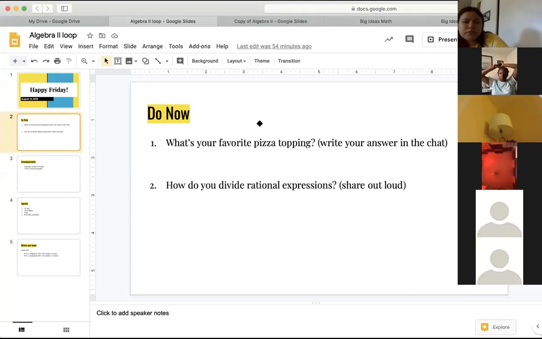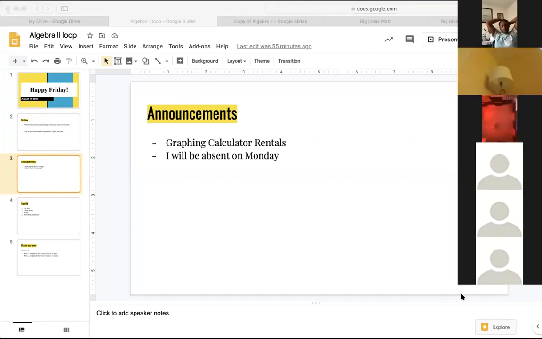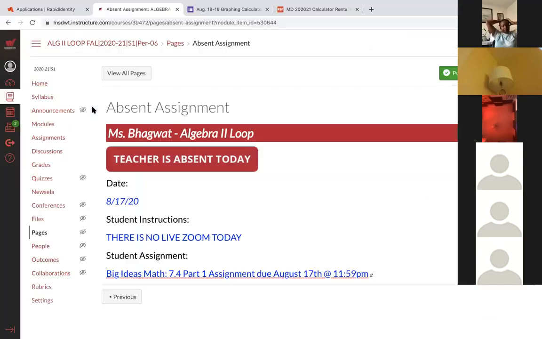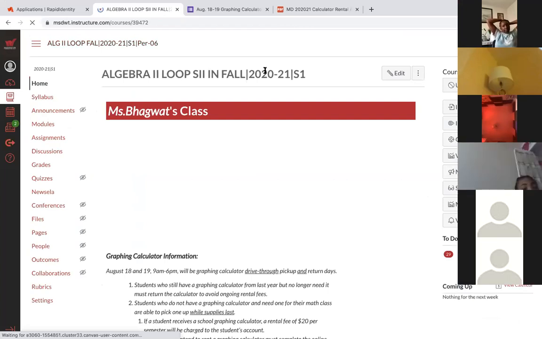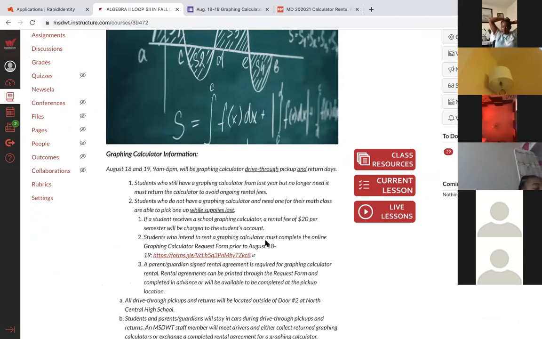So a couple announcements before we start today's lesson. First announcement is graphing calculator rentals, and the second announcement is that I will be absent on Monday, so I'll go over what that means for you in just a sec. But let's go ahead and go through graphing calculator rentals first. So here we go. When you enter Canvas today, I included some graphing calculator information on my homepage.